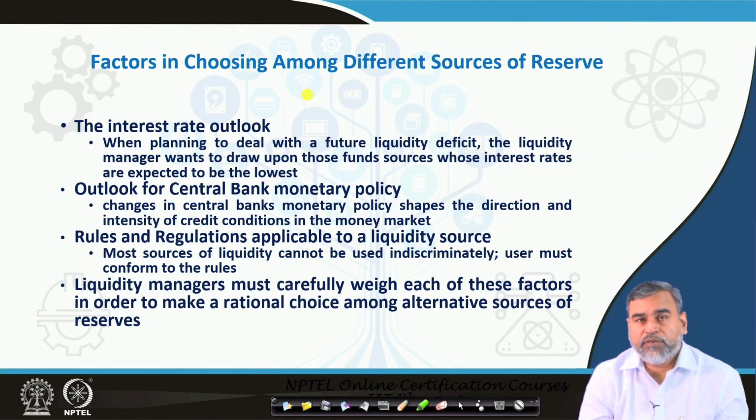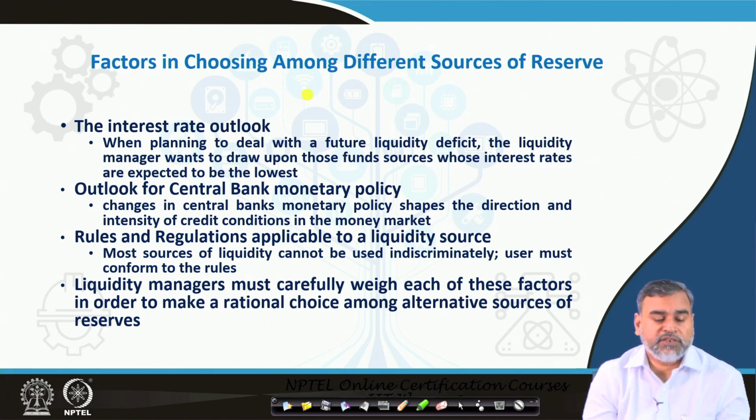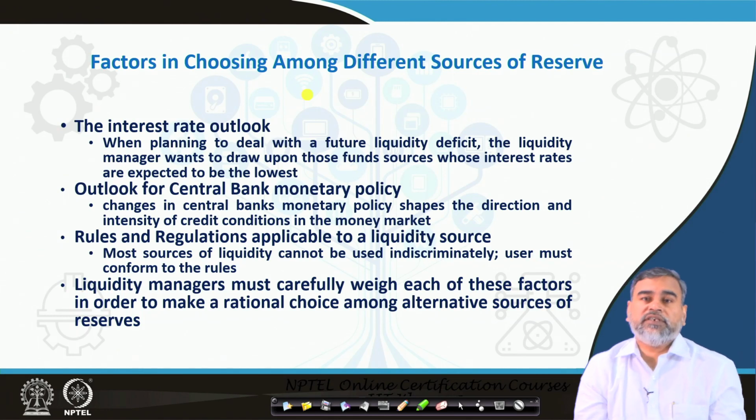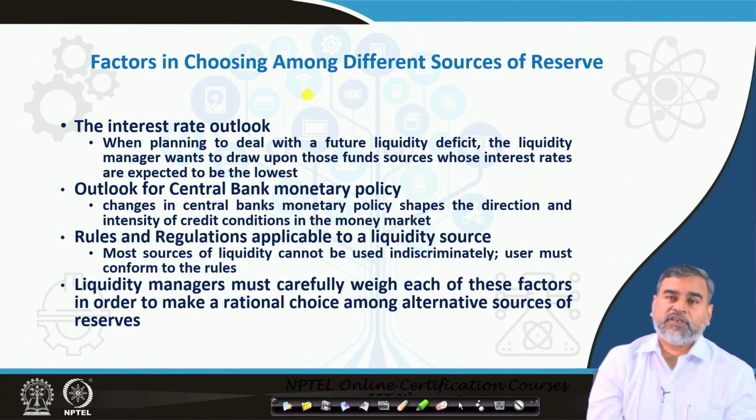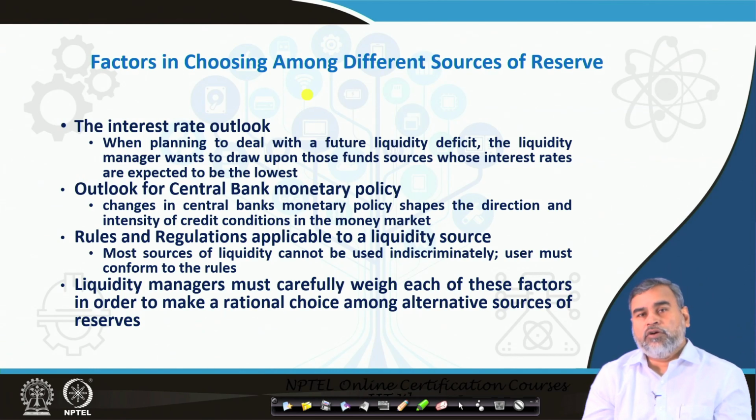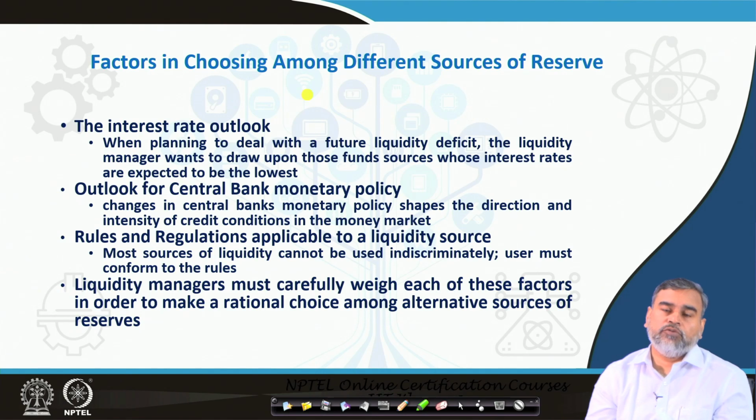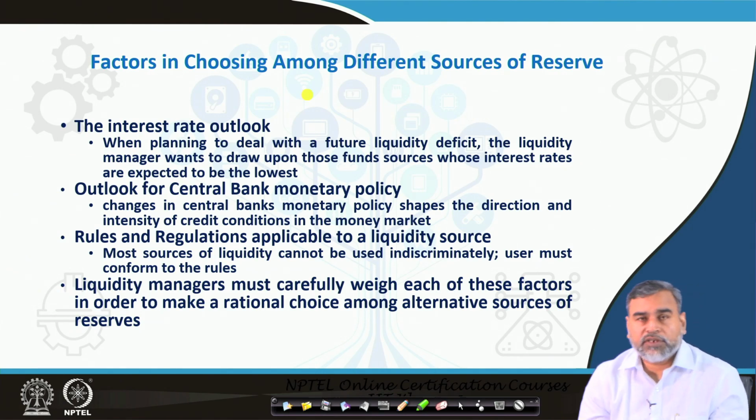Then the central bank's monetary policy, again and again I am telling, plays a very significant role across the globe. Any change in the monetary policy shapes the direction and intensity of the credit conditions. Take the example of India: if the repo rate is increasing, then your lending rate will be increasing. If the lending rate increases, the credit condition of the market will be worsened, because the demand for loans will be declining. If the demand for loans declines, it is a problem for the banks to disburse loans to create money, and the bank will be in trouble.